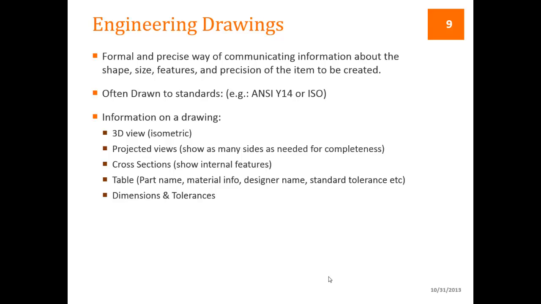In the table part of your drawing, you're going to give the part name, material info, what material it's made out of, who designed it, so your name and the date, and whether or not it has been modified, that type of information, and what a standard tolerance would be for this part. And then you're going to specify all of the various dimensions so that somebody could take your drawing, go into a machine shop, and actually build your part.